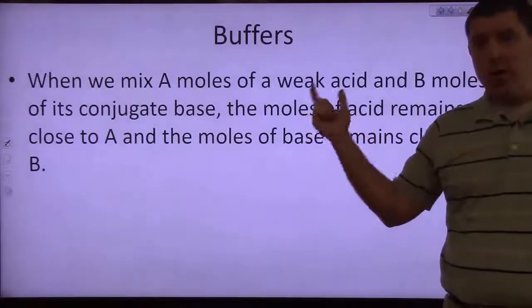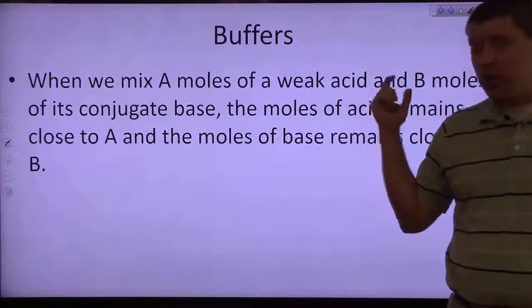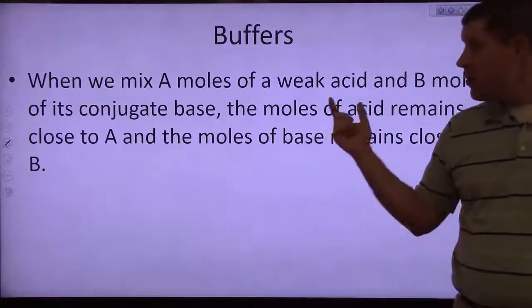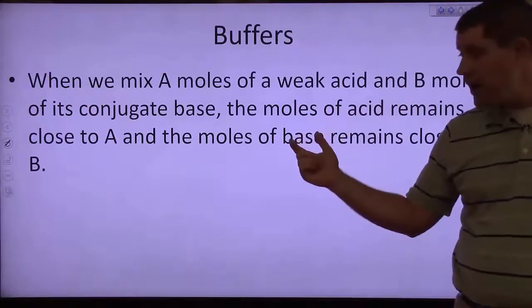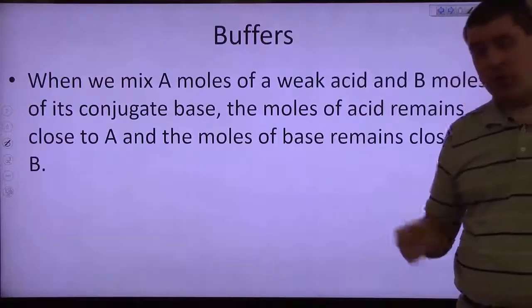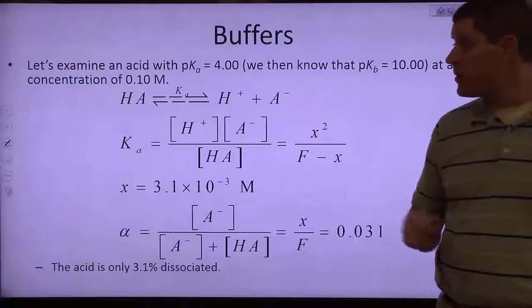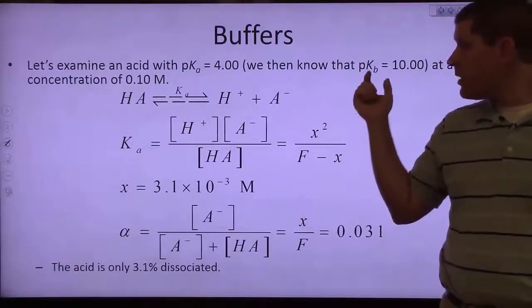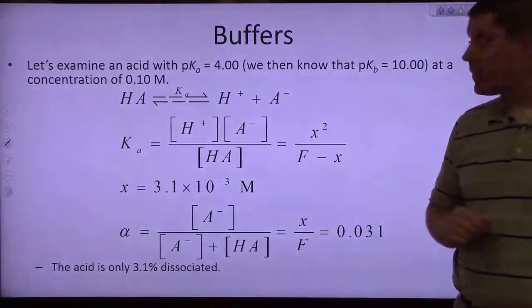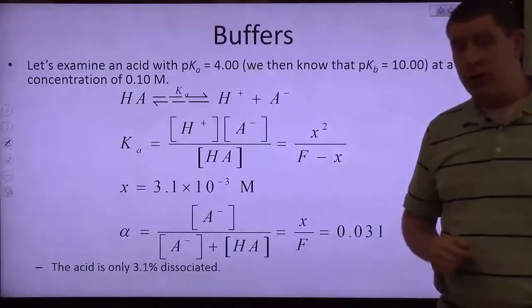So when we mix A moles of a weak acid and B moles of its conjugate base, then the moles of acid remains close to A and the moles of base remains close to B. So let's examine an acid with a pKa of 4.00, and we then know that pKb equals 10.00, and suppose we have a concentration of 0.10 molar.